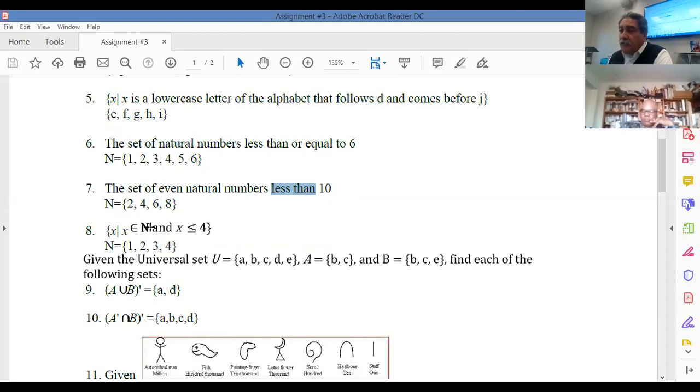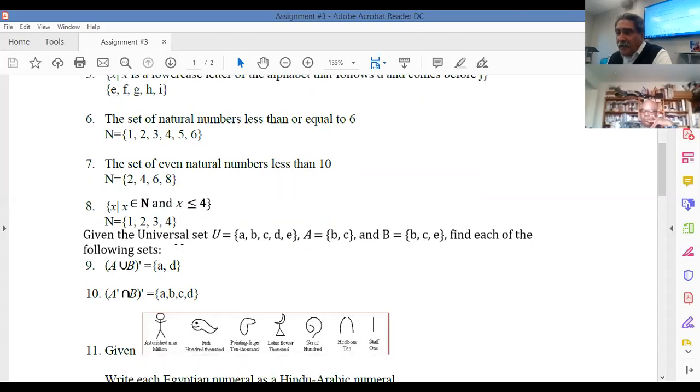Question number 8, all X, where X belongs to natural numbers and X is less than or equal to 4. So here we have 2 conditions. X must be a natural number and less than or equal to 4. So it will include 1, 2, 3, and 4, because that symbol here, less than or equal, means you must include 4 also.